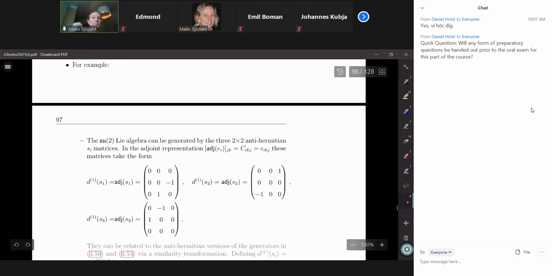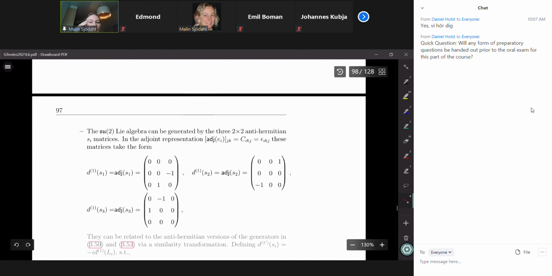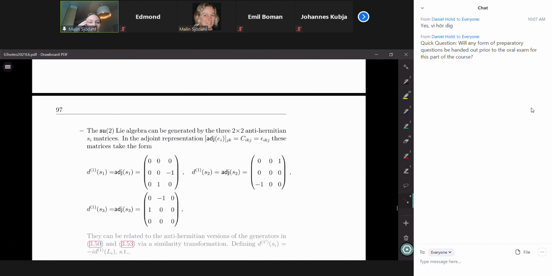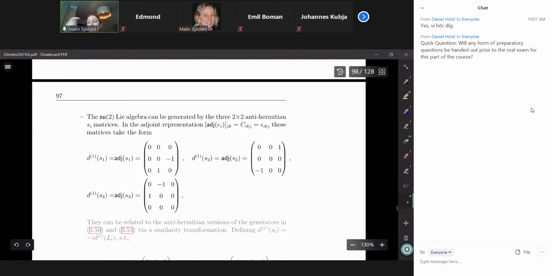So, for example, we can study the SU(2) Lie algebra in the mathematician convention with anti-Hermitian matrices. And then one way of representing them, the first way we saw them actually, I think, was this way. So it's anti-Hermitian, minus 1, 1. So always a minus sign in one of the places.